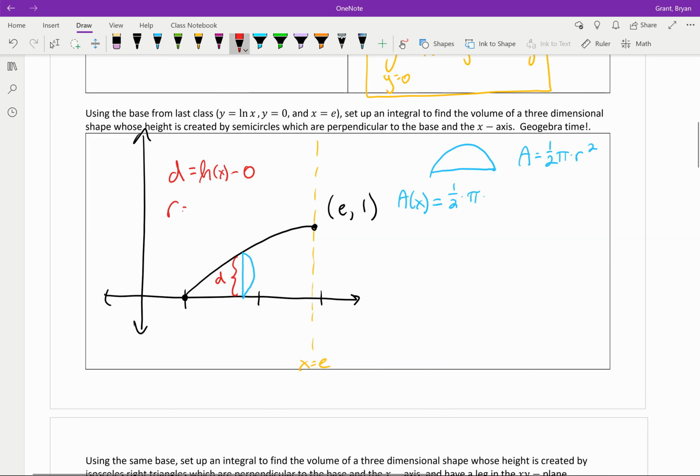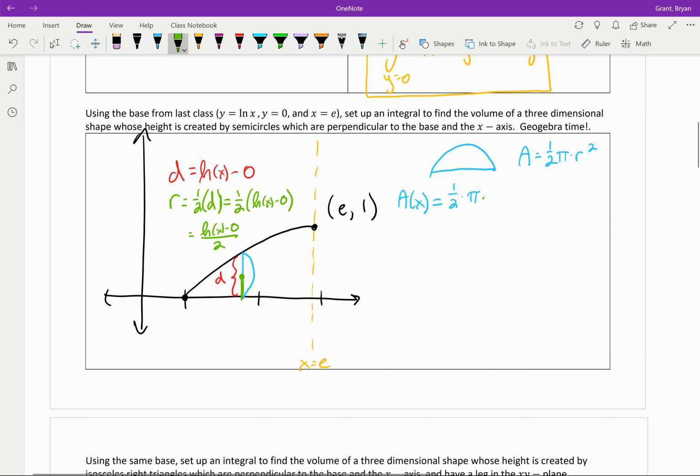Well, a radius is of course half of a diameter. Maybe I'll show that in green right here. This is my radius. Ooh, picked a poor color there. That's all right. We can make it work. This is the radius, and it's going to be half of the diameter, which means half of the natural log of x minus 0. Or some people will even write that as natural log of x minus 0 over 2. That's pretty common. So actually, that's what I'm going to do.